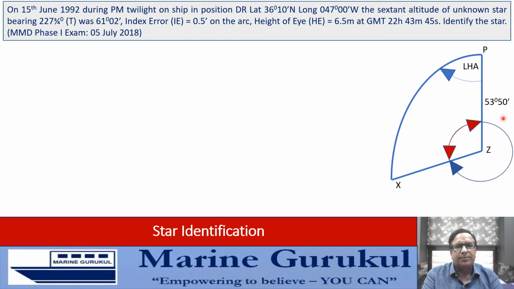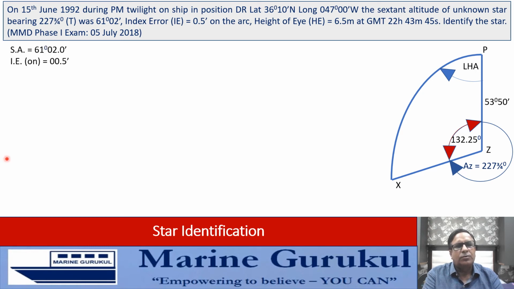Then we have the azimuth here. Azimuth would be clockwise from true north. So azimuth is 227.75 degrees out here. We can see angle Z will be then 360 minus azimuth. We get angle Z as 132.25 degrees. Now we correct the altitude and get the ZX side of the triangle.